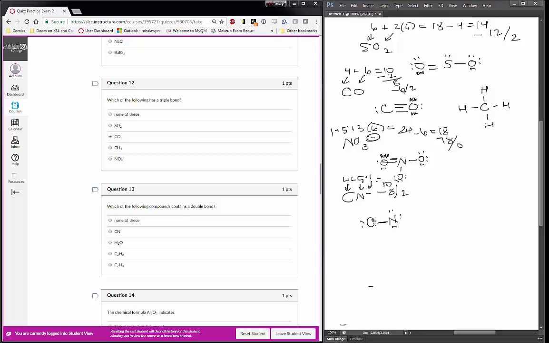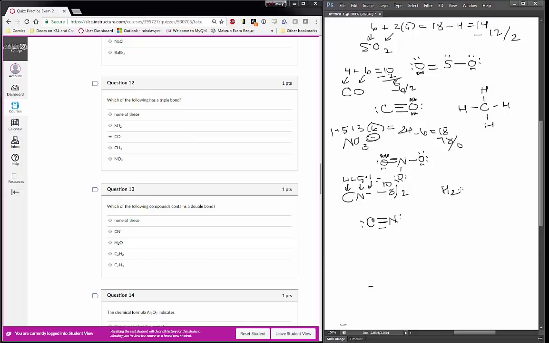Got 2 remaining, those go on the carbon. And now I'm going to have to push those 2 sets of electrons in between the space between the nitrogen and the carbon. And that gets me a triple bond right there. So that's not a double bond, that's a triple bond.